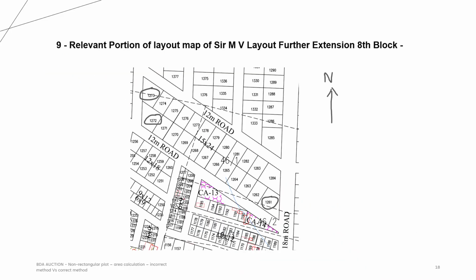And here is the relevant portion of the layout map of Sir M.V. layout further extension 8th block from the layout plan, and we are showing why we have chosen the respective corners as at right angles, since the neighboring plots are of definite size of 15 by 24. So here you can see that 1272, 1273 and 1261 are marked with circles.